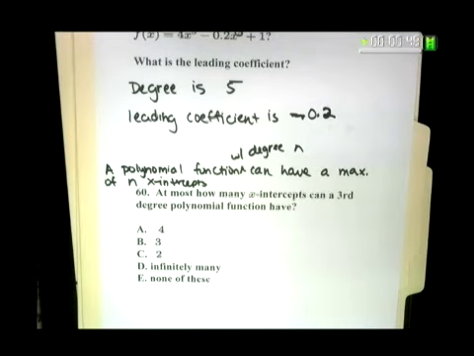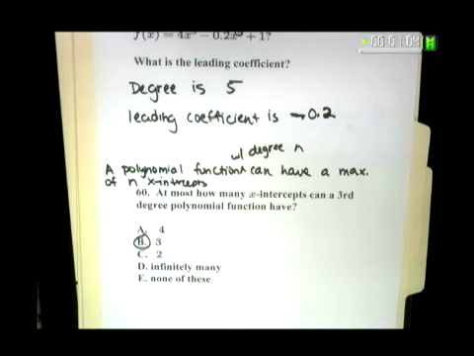So if we have a third degree polynomial, at most how many x-intercepts can a third degree polynomial function have? 3. So B.